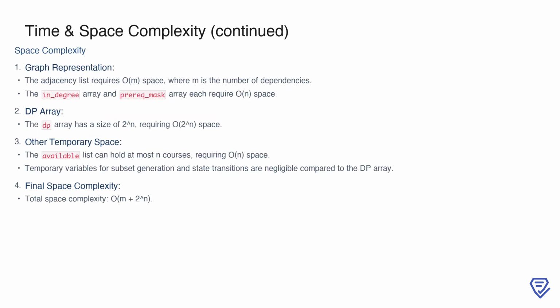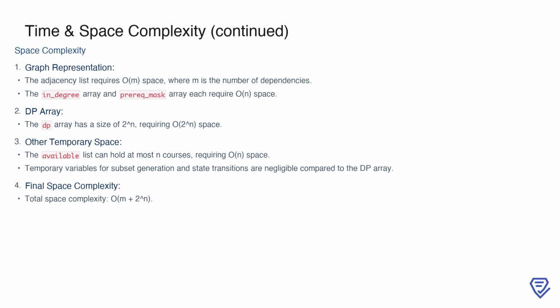When analyzing space complexity, we start with the graph representation. The adjacency list used to represent dependencies requires m space, proportional to the number of edges in the graph. Additionally, the in_degree array and prereq_mask array each require n space, corresponding to the number of courses. The dynamic programming array, which stores the minimum semesters for each state, is the most space-intensive component. With 2^n states, the dp array requires 2^n space.